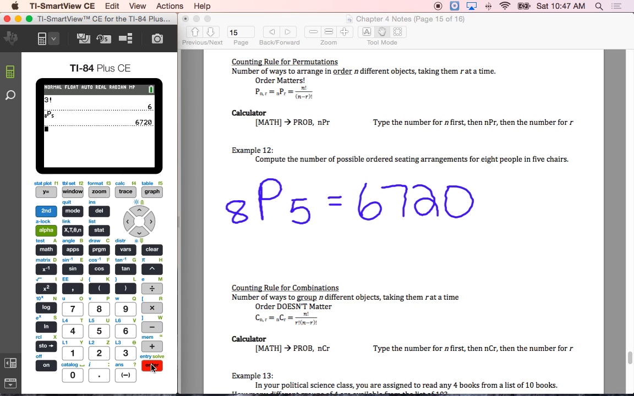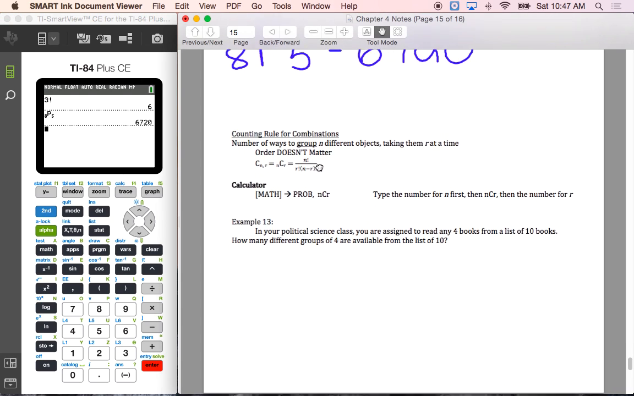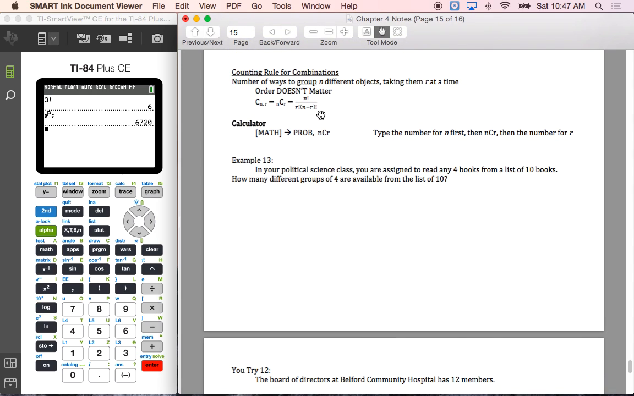Now, combinations then are when order doesn't matter, like I said. You're doing the same thing when you type it in. Instead of choosing the P, you now want to find the C. So for this one, we are reading 4 books from a list of 10. It does not matter what order you read them in. You just have to read the 4. So that's a combination, and it would be 10C4.